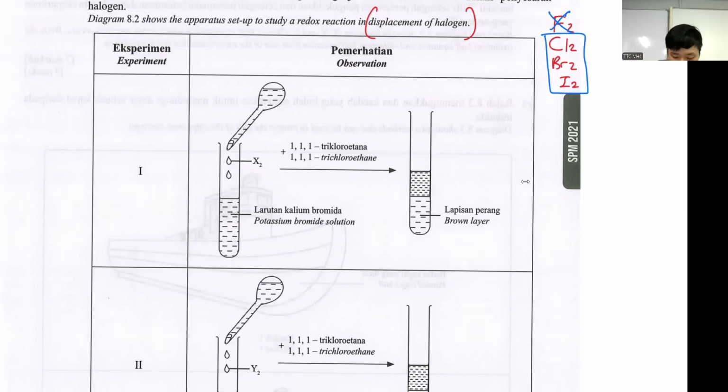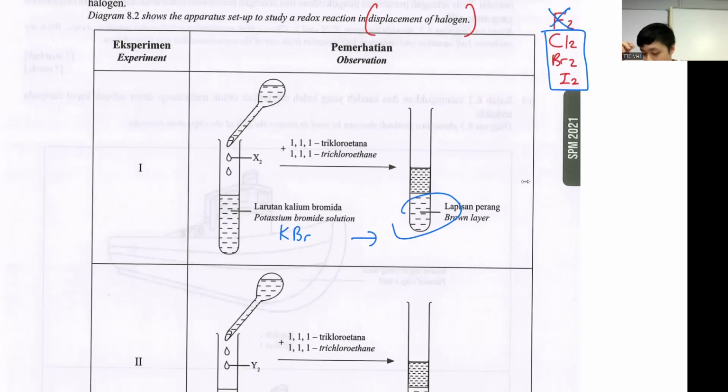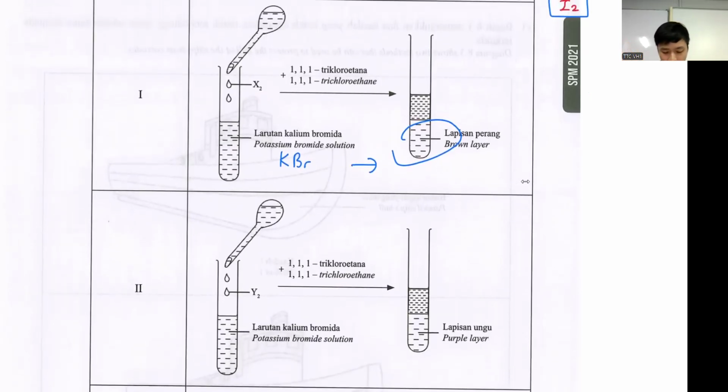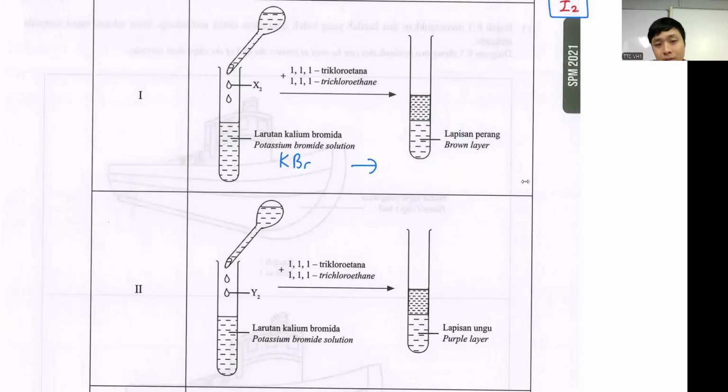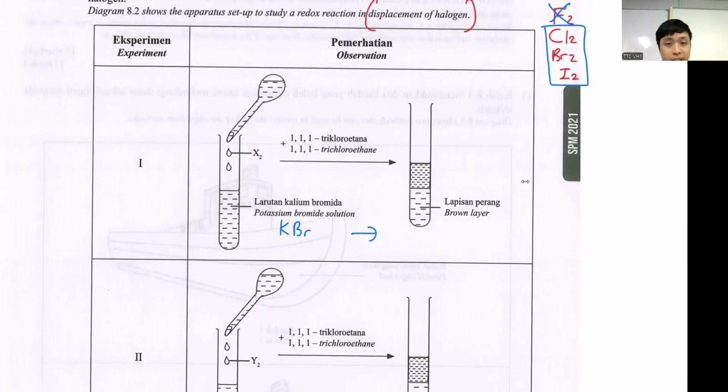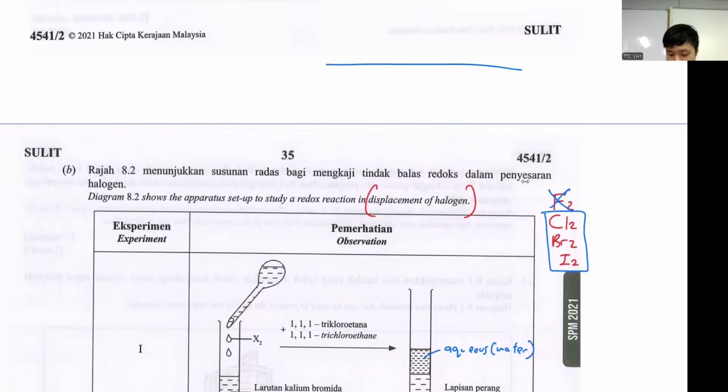What is X2? When X2 drops into KBr, you will get a brown layer. They didn't tell you which direction. When they add 1,1,1-trichloroethane, which is the organic solvent, you get two layers. One layer is the aqueous, which is the water layer. I'll show you the part. Actually it's like this.